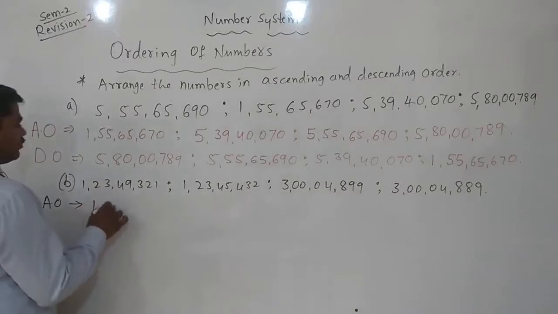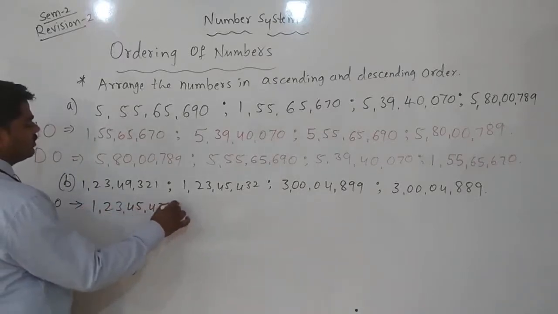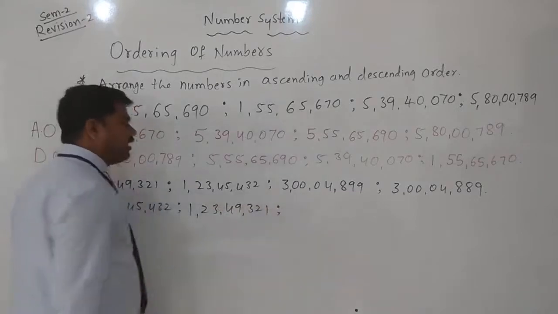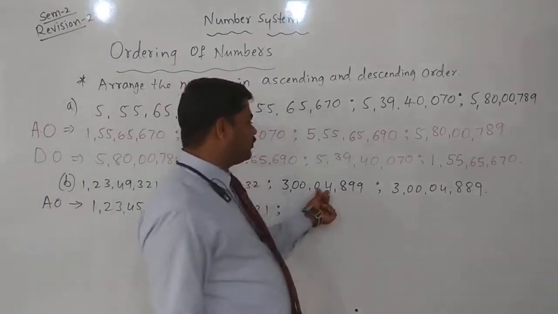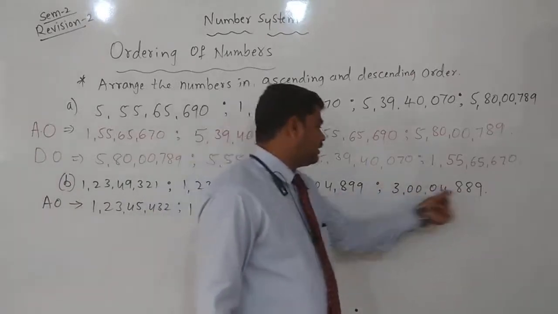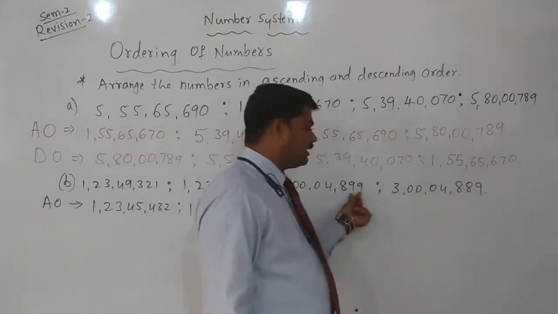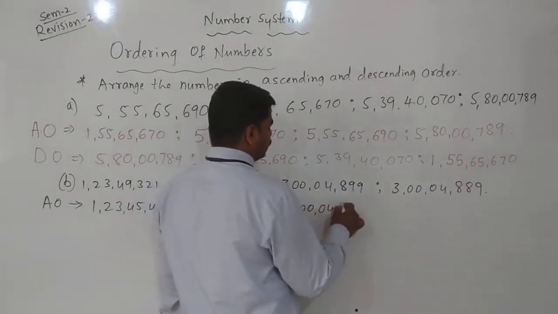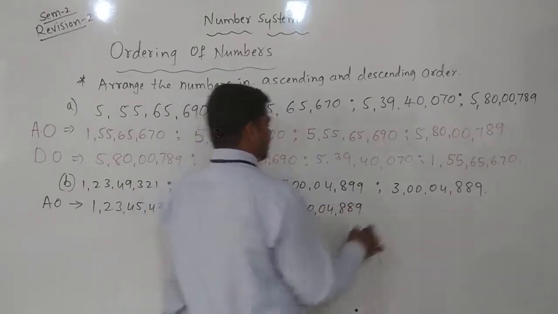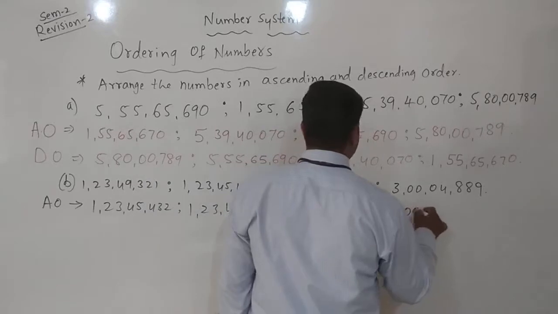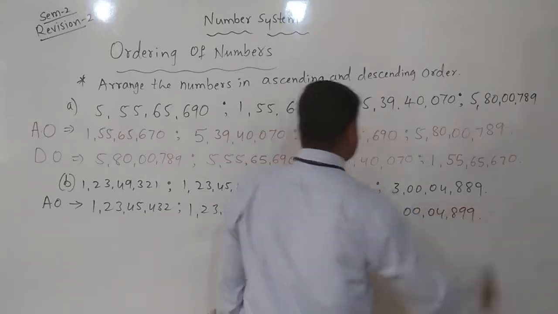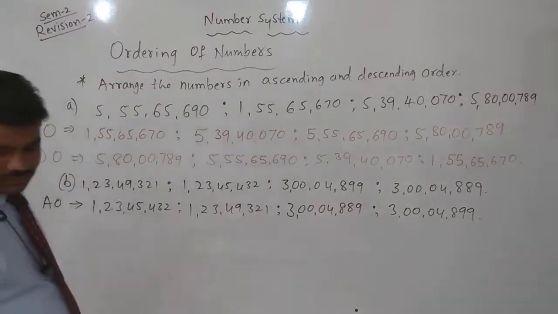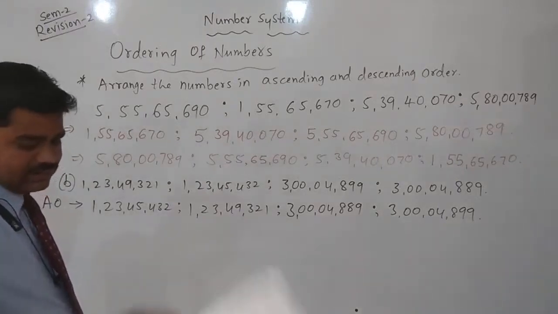Correct. Right, then 1 crore 23 lakh 45,432. Next number, 1 crore 23 lakh 49,321. Next, compare the two 3 crore numbers. Yes, here 4,000, here 4,890. But here 8,999 is the smallest one. That is 3 crore 4,889. And the last, biggest number is 3 crore 4,899. It is the biggest one. Simple. We can arrange in both ascending and descending order.